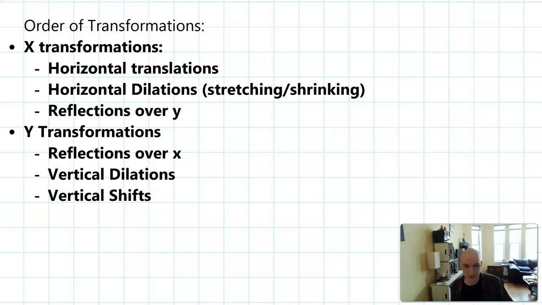Here is the order that we have grown accustomed to. Do x transformations first, and then of the x transformations, do your horizontal translations left and right, horizontal dilations, stretching or shrinking this way, and then any reflections about the y-axis. Then you can start shifting the y values. Start with any reflections about the x-axis, then any vertical dilations, and then any vertical shifts up or down.